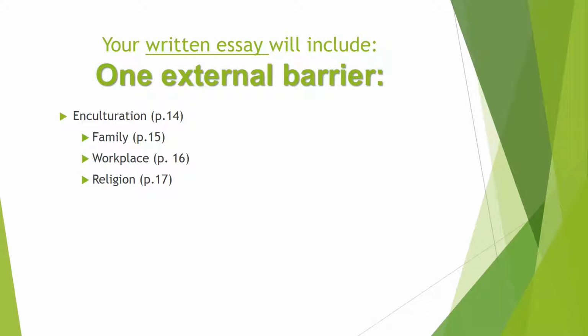The external barrier that's discussed in this text is enculturation, which includes family, workplace, and religion. Choose only one of those three to explain in your paper.